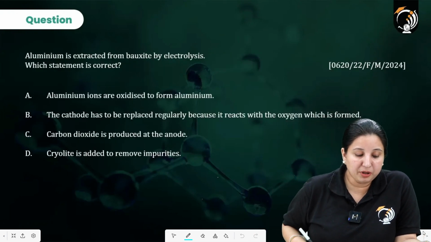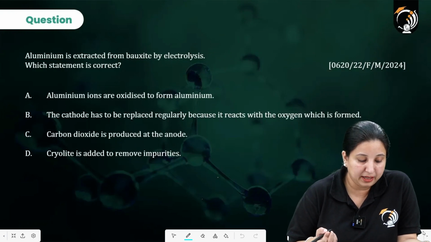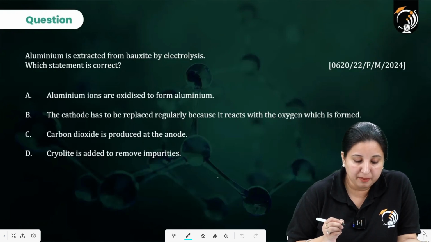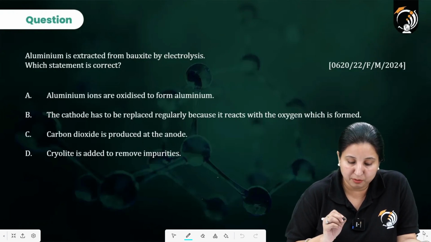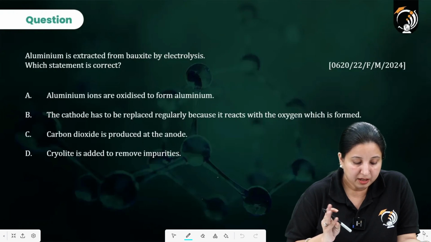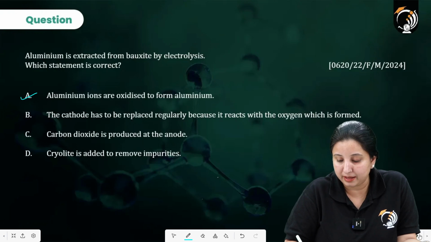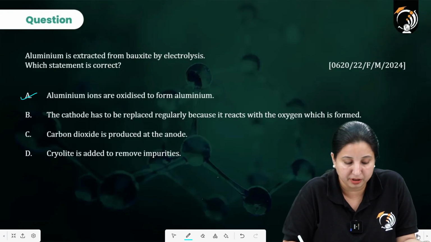Next, aluminium is extracted from bauxite by electrolysis. Which statement is correct? Aluminium ions are oxidized to form the aluminium. The cathode has to be replaced regularly because it reacts with oxygen which is formed. Carbon dioxide is produced at the anode. Cryolite is added to remove the impurity. Basically, aluminium ions are oxidized to give the aluminium.